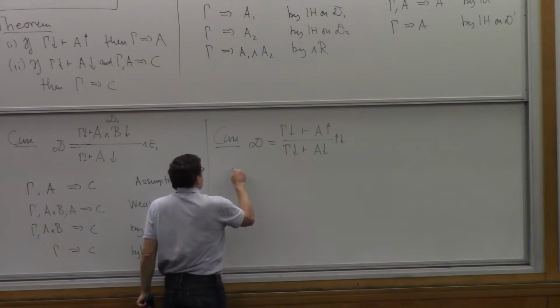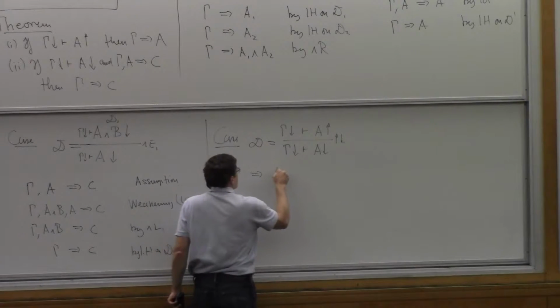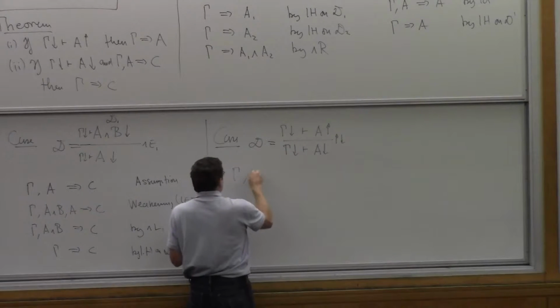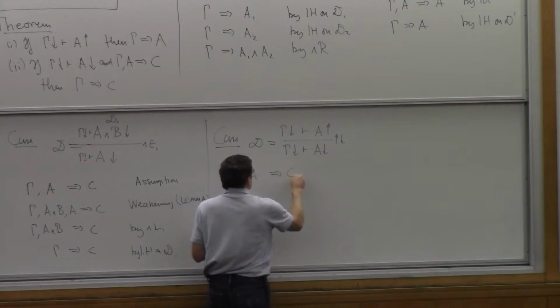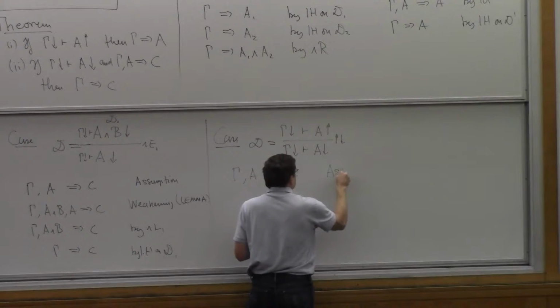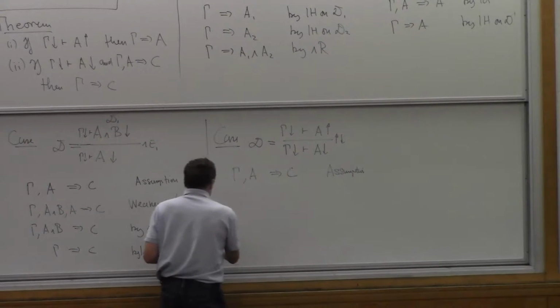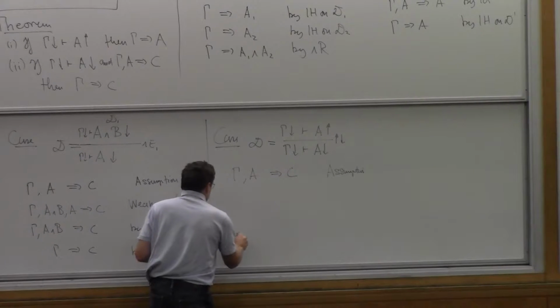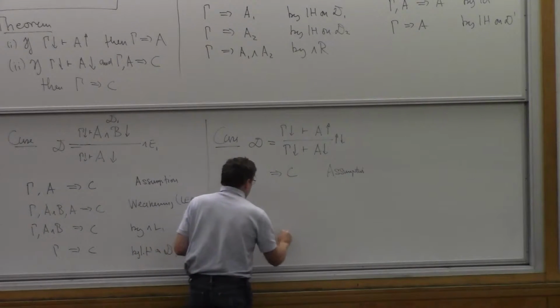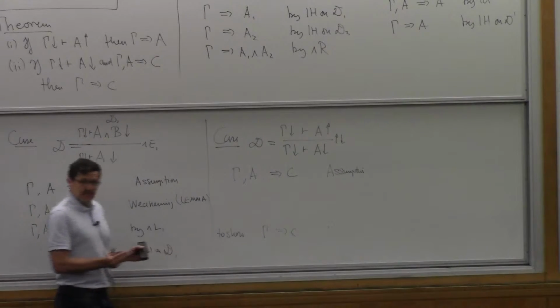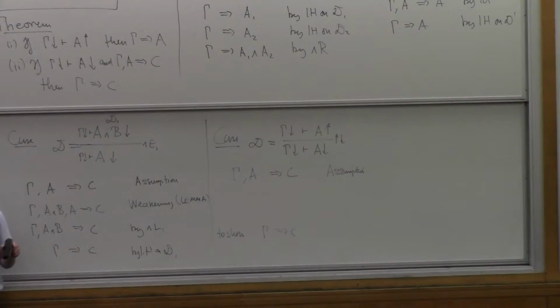Yeah. So gamma proves... now, gamma together with A proves C. So that's our assumption, right? And what do we have to show at the bottom? Gamma proves C, right? Do you see I'm setting up the case?